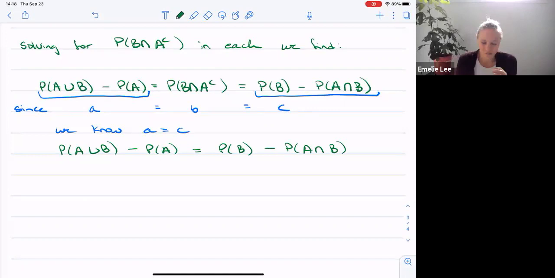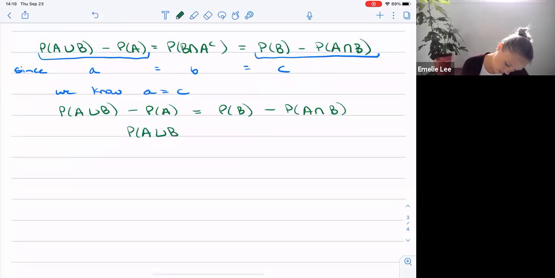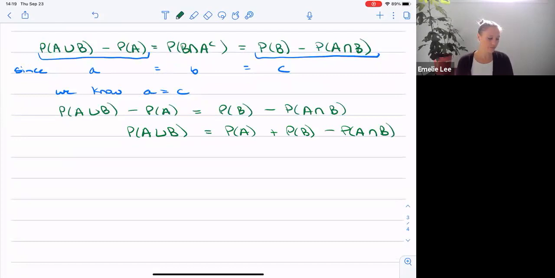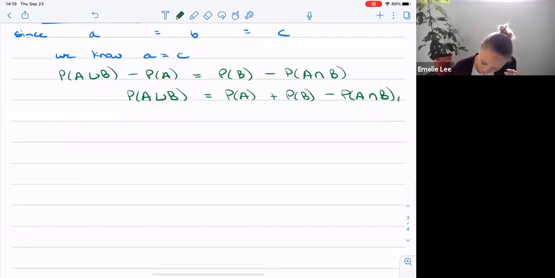Rearranging this to get it to look like where we started, which was the probability of A or B equals the probability of A plus the probability of B minus the probability of A and B, all we have to do is add the probability of A and B to both sides. So we get the probability of A or B is the probability of A plus the probability of B minus the probability of A and B, which is exactly what we were looking for. Hey, I should make a nicer box than that, shouldn't I? That was a big proof. So I'll end it there.